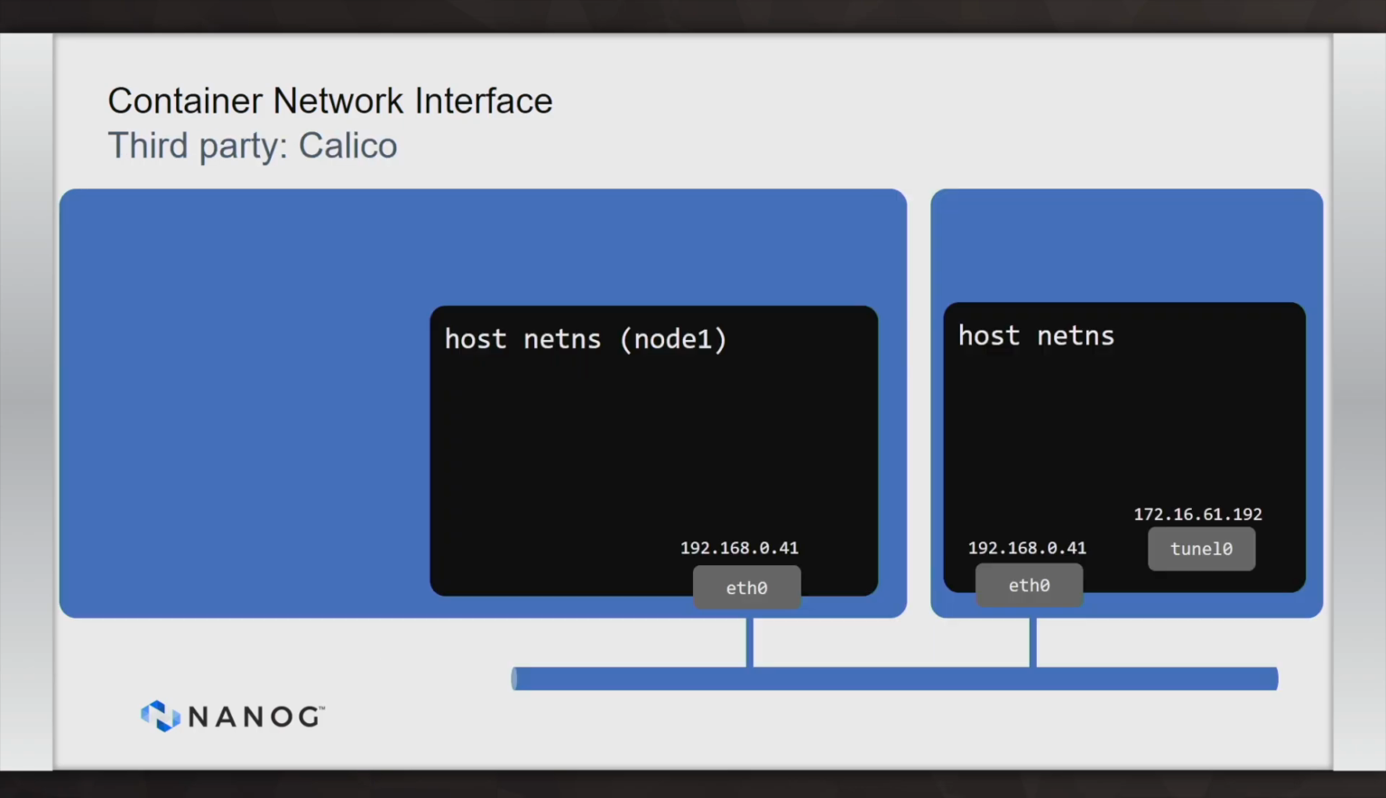Let's talk about Calico. Okay, Calico is not a built-in CNI plugin in Kubernetes. It's something that you need to install. You need to go download the manifest from GitHub and run the manifest through a kubectl command.